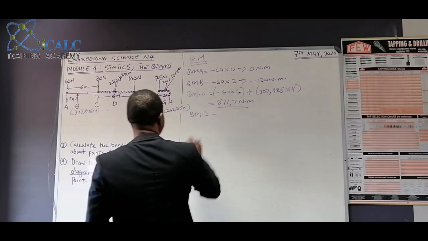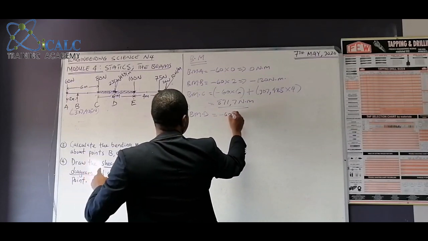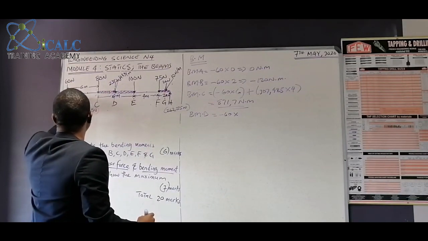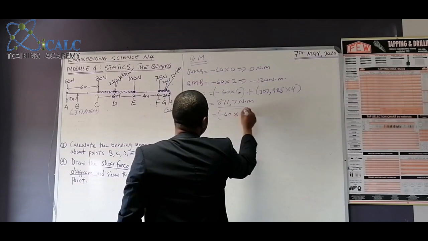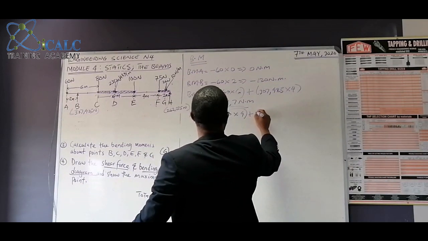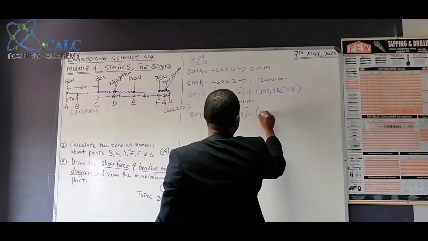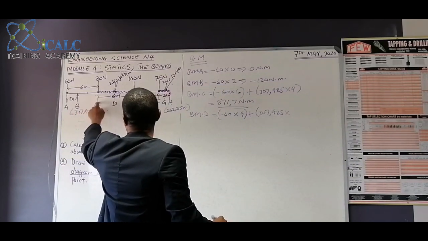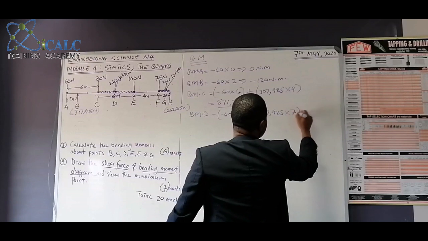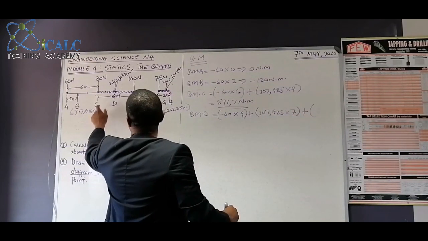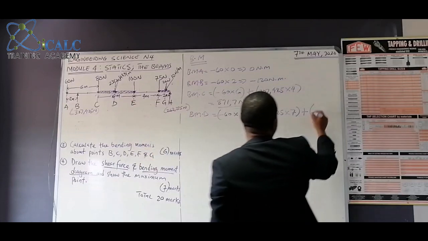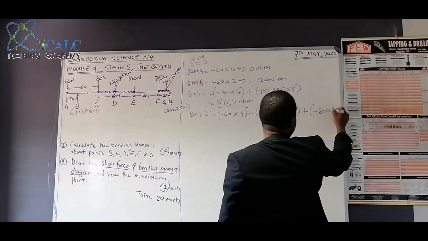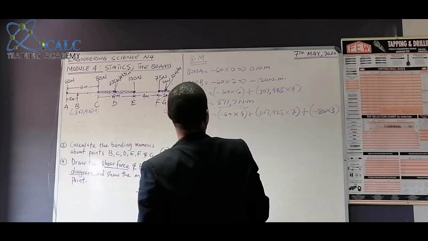So BMD, we say minus 60 multiplied by, this is D point. This will be 3, and this is 6. That is 9. Plus, we have B there, 307.925 multiplied by, from here to here is 4, to here is 7, plus, we have 80, we're going to say minus 80 multiplied by, to D is 3. Okay. But we are not done.